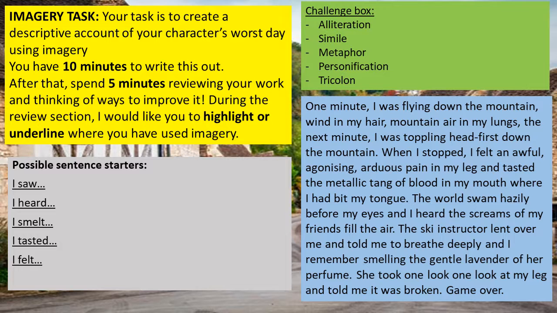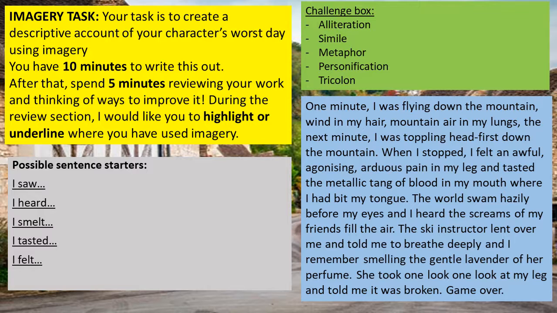One minute, I was flying down the mountain, wind in my hair, mountain air in my lungs. The next minute, I was toppling head first down the mountain. When I stopped, I felt an awful, agonizing, arduous pain in my leg and tasted the metallic tongue of blood in my mouth where I had bit my tongue.